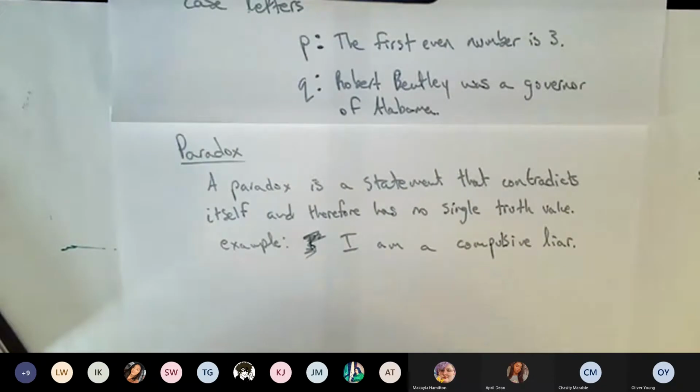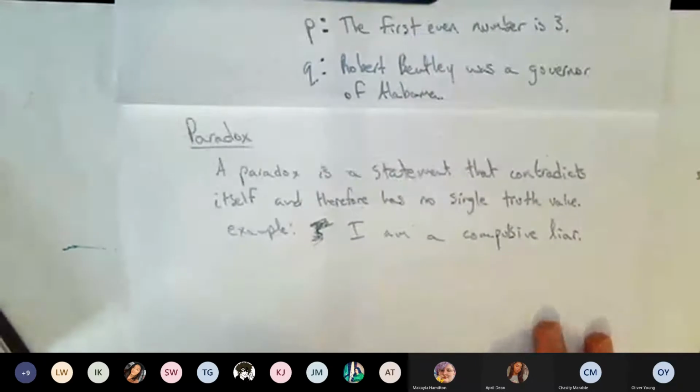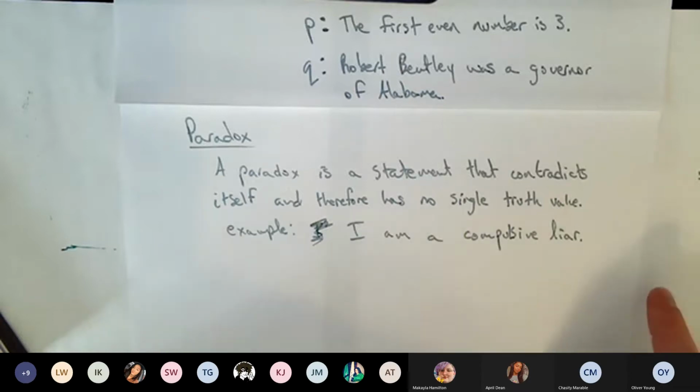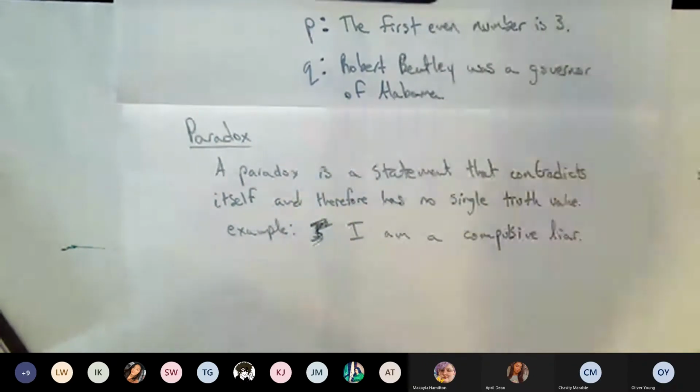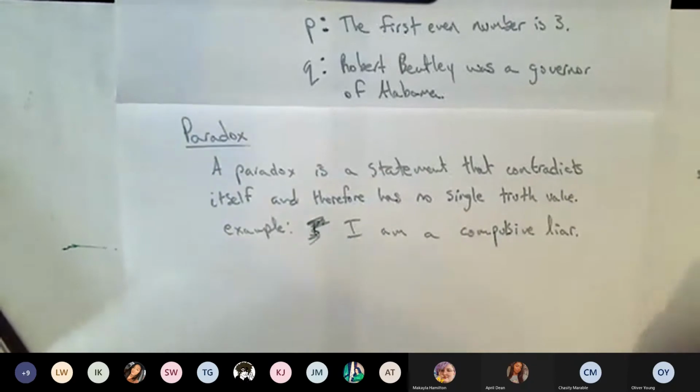Like, it's kind of like a joke, right? It can't be true or false because this statement says I'm a compulsive liar, right? But the statement itself is a lie because the person is a compulsive liar. And so it's circular. First it's true, then it's false, then it's true. It's true because it's false, and then it's false because it's true. And that's an example of a paradox.